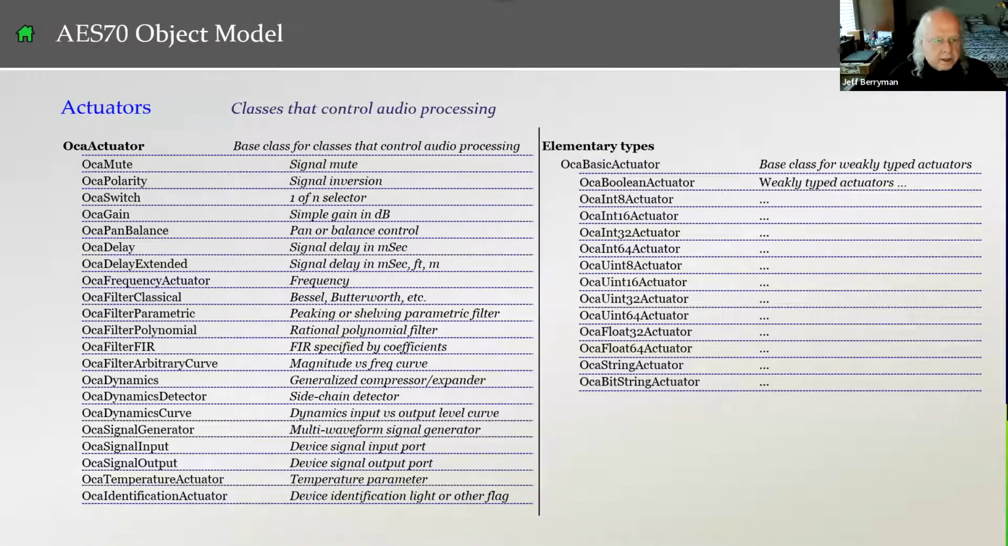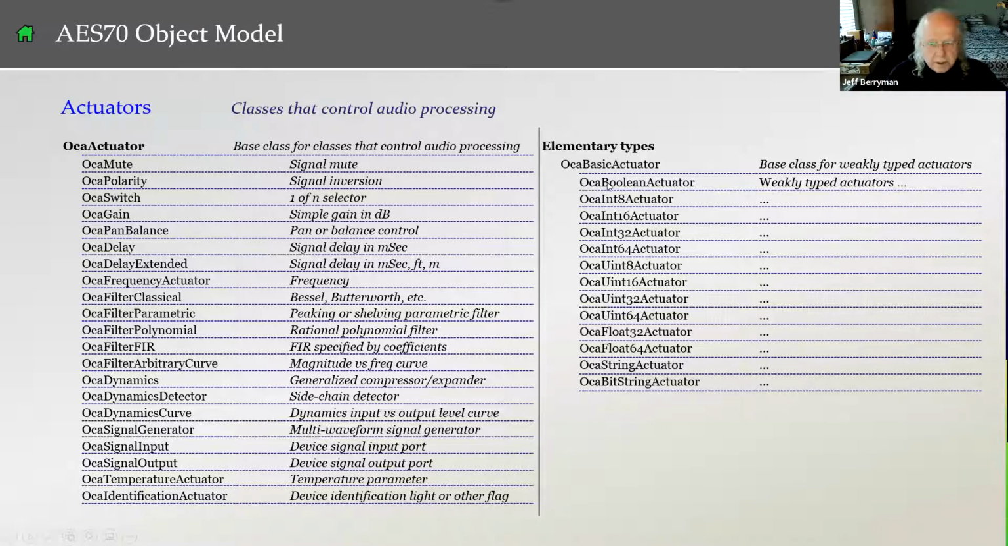But there's more detail. Here's a list of actuators. It's in the current version of AES70, which is AES70-2018. And you can see all the names begin with OCA, and there they all are. And you know, so you start to see there are these ones which are sort of audio-specific, audio-friendly names.